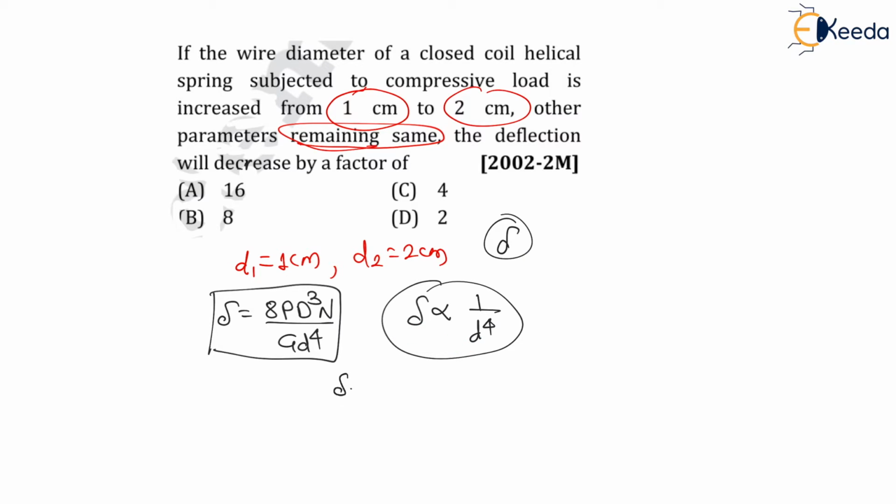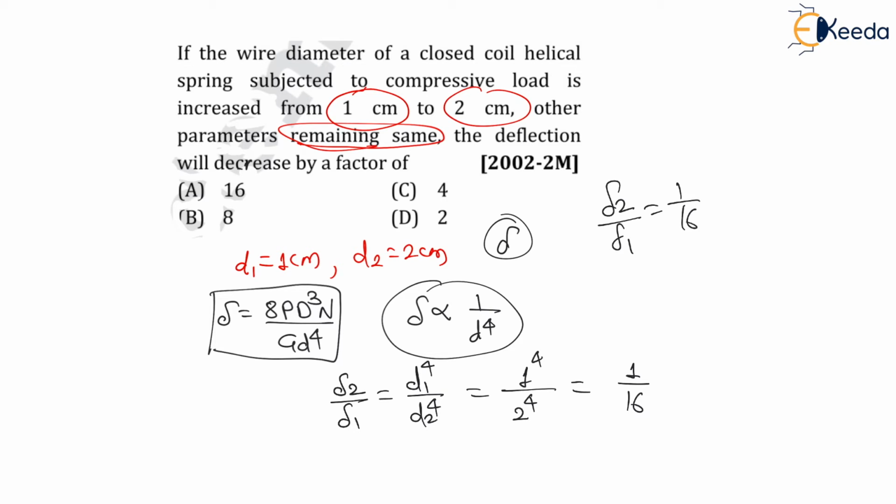Therefore, we can say deflection 2 divided by deflection 1 is equal to d1 power 4 divided by d2 power 4, which is nothing but 1 power 4 divided by 2 power 4, which is nothing but 1 upon 16. Therefore, my dear students, here deflection 2 divided by deflection 1 is equal to 1 by 16. Therefore, final deflection is equal to initial deflection divided by 16.